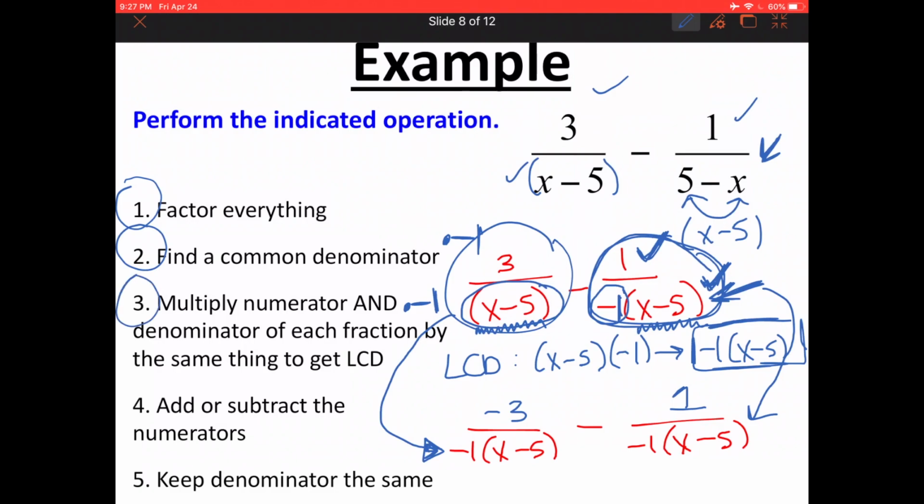All right, so we've done step 3. Let's go to step 4. Add or subtract those numerators. Negative 3 minus 1 would just give me negative 4.